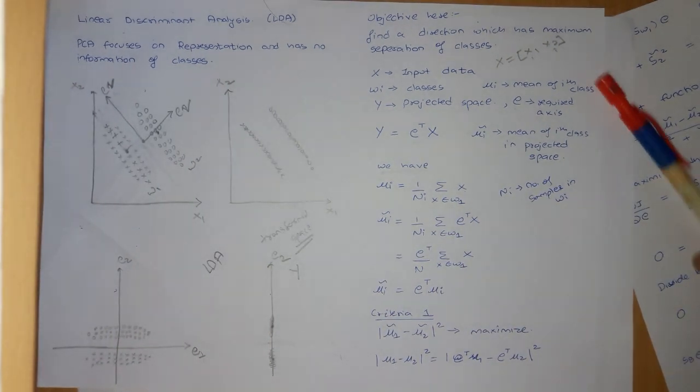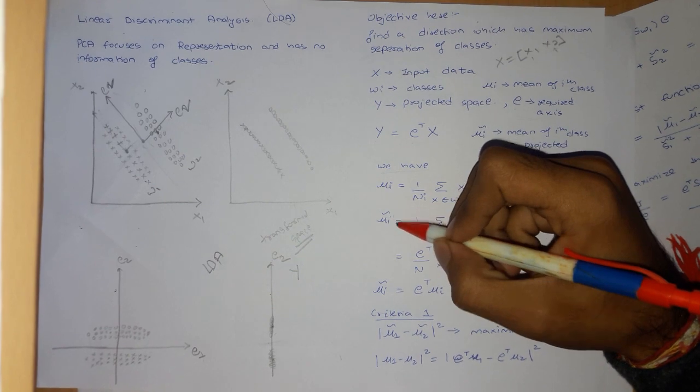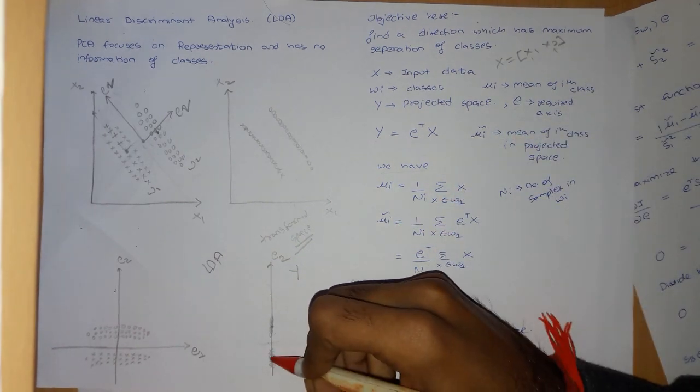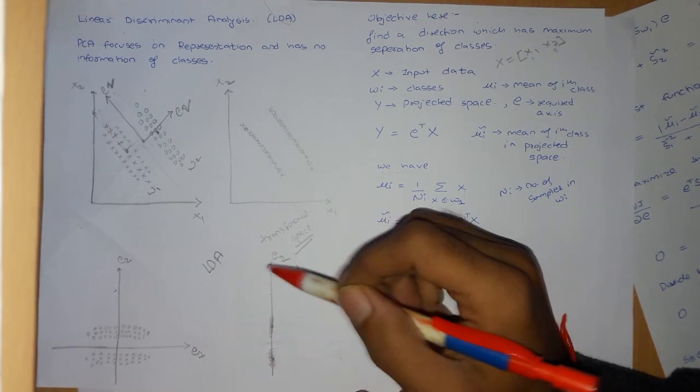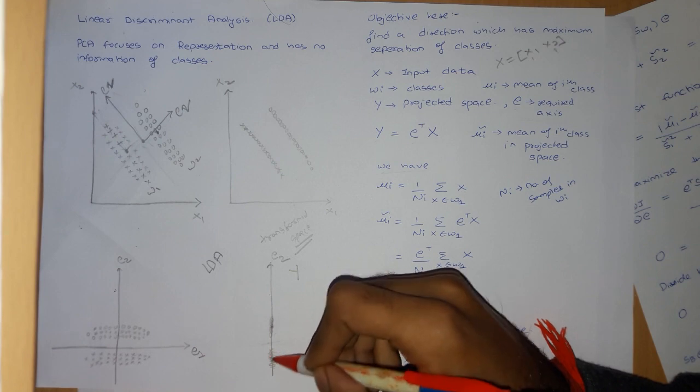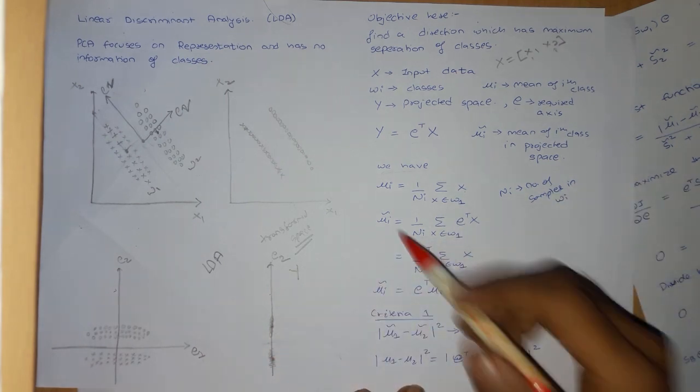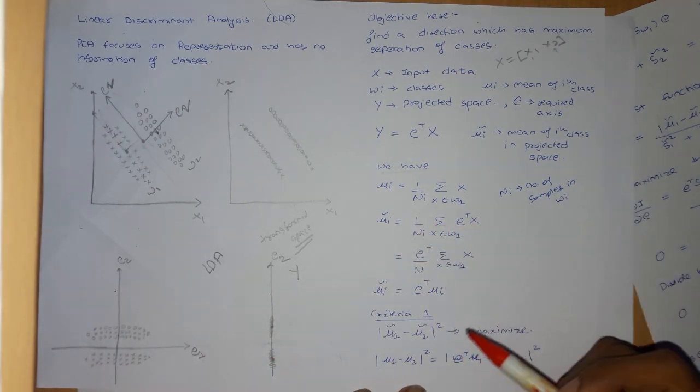Now mu I tilde, that means the mean in the transformed space. Because we are going to talk in terms of transformed space only, it is important that we know where the mean is in the transformed space. So that is mu I tilde.